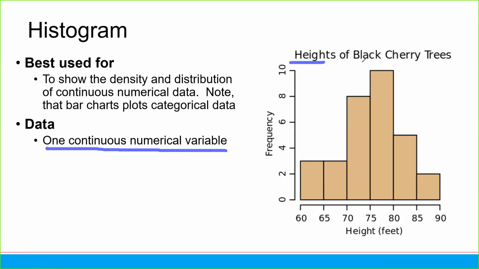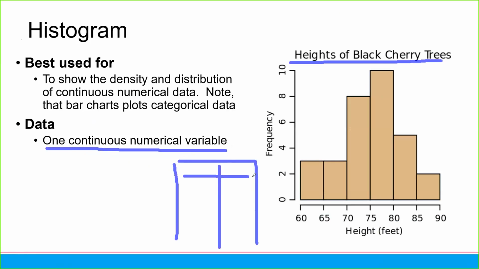Let's say this is the height of black cherry trees. So maybe I have the data. The tree number one, I can measure, okay, the height is 62. The tree number two, I measure the height, okay, the height is 70 feet. The tree number three, the height is 63, and so on. So we can categorize those numbers into bins.